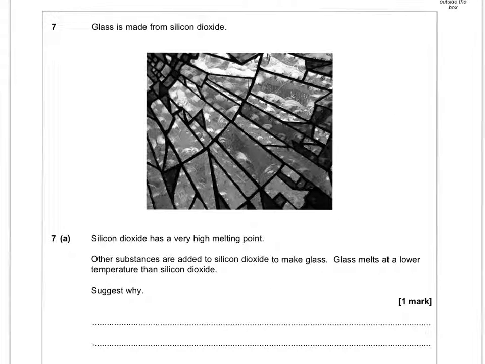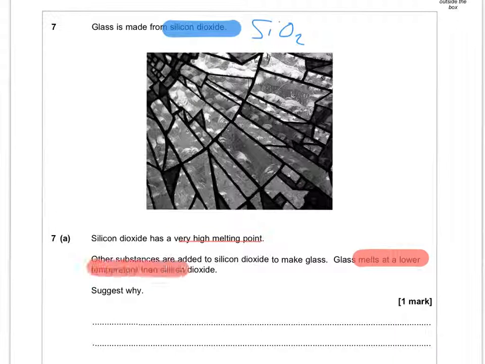Question 7 then. This glass is made from silicon dioxide. So, silicon dioxide, SiO2. Not that you need to know that. Silicon dioxide has a very high melting point. It does. Other substances are added to silicon dioxide to make glass. Glass melts at a lower temperature than silicon dioxide. Suggest why? Well, we could just say the other substances.